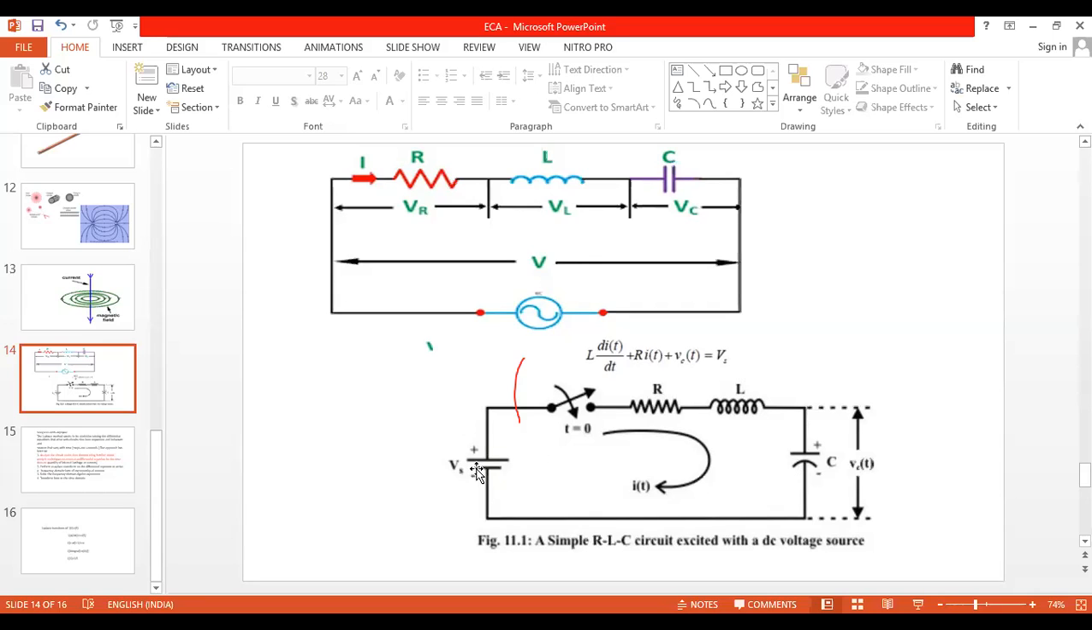For any circuit, what is the basic mathematical equation? The mathematical equation is developed in the form of a differential equation approach. So V is equal to R into I of t plus L into di by dt plus Vc of t. The question is to explain the time response of an RL circuit or RLC circuit. So first we have taken this circuit here.